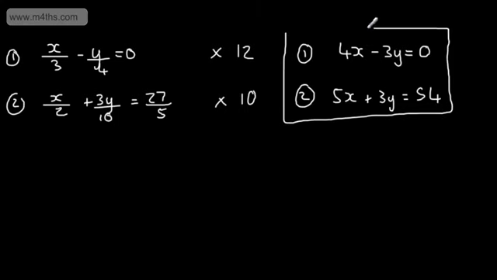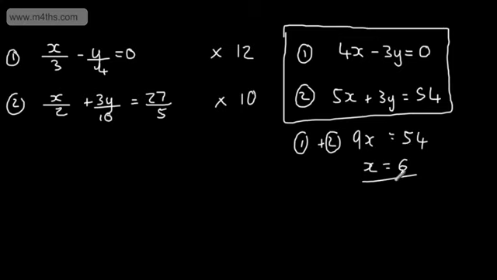At this stage, I can see, conveniently, I've got minus 3y plus 3y. These values are the same, the signs are different, so I'm going to use the method of elimination to just add these together. So we can say 1 plus 2, we're going to have 9x, and that's going to be equal to 54. Divide both sides by 9, x is 6, and now we can sub this back in. So we've got now 4 lots of 6 will be equal now to 3y, just adding 3y to both sides. 24 is equal to 3y, so y is going to be equal to 8.